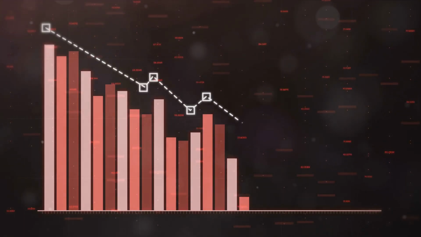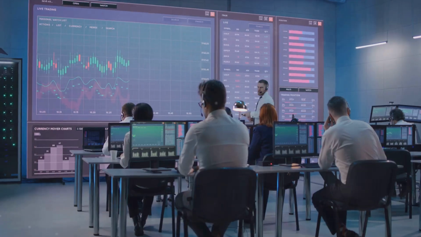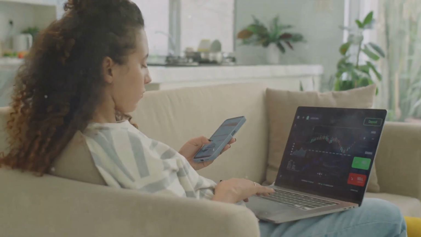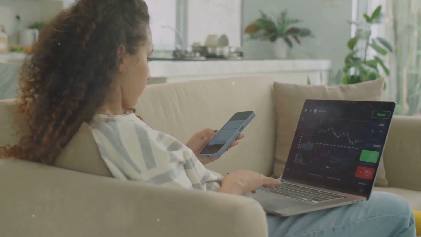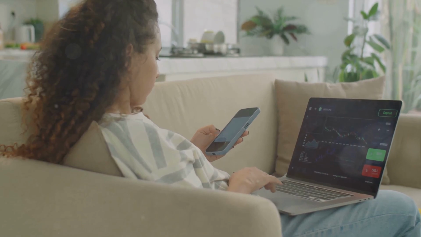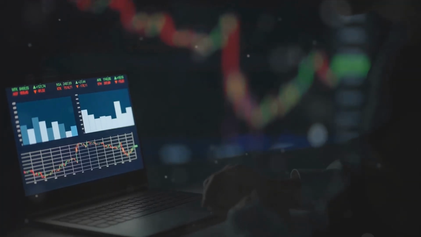Also, the Elliott wave theory can be complex to understand and apply. It's not a simple plug-and-play tool. Traders need to invest significant time and effort to learn the ins and outs of this theory. For beginners, this could be a daunting task.